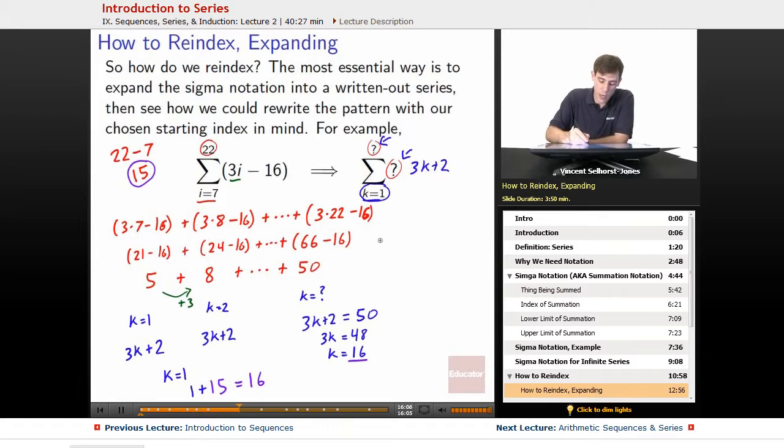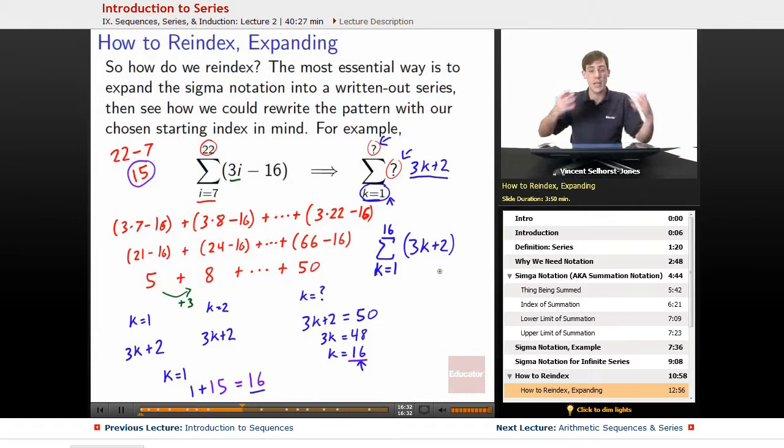So with that in mind, we now know our lower limit with our index is going to be k equals 1, because that's what we wanted to figure out in the first place. Our upper limit of summation will be 16. We figured out two different ways that has to be the case, because 16 minus 1 is 15, which is the same as 22 minus 7, or alternately we can solve for it using the general term we came up with, and then 3k plus 2 is what's actually being added on each term. And so that's one way of doing it.